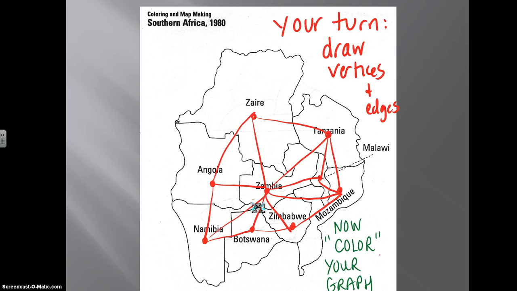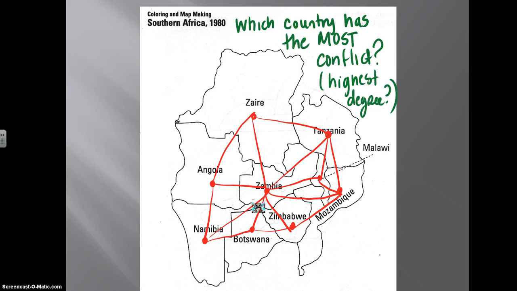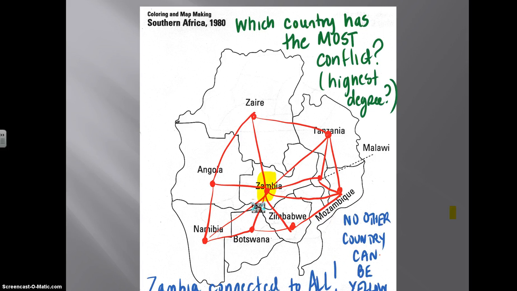Look for the country with the highest degree. Obviously, that's Zambia in the middle. And anybody not attached to him could also be that color. But we notice that Zambia is adjacent to each and every one of the other countries. So Zambia is the only country that we could color yellow.